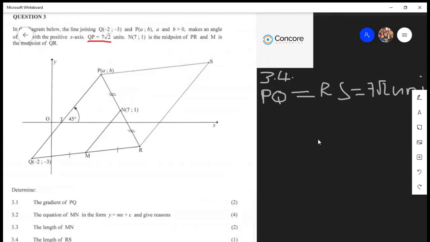Well, to be honest, it's a 1 mark question, so they didn't really ask you for a reason. All you need to do is show that RS is equal to 7 root 2, and then you get your mark. There's not really any calculations or in-depth thinking. If you look at the diagram, you can see that the diagonals are equal and the opposite sides are equal. So you can already see that PQ is equal to SR. Then you just put your 7 root 2 and you get your 1 mark. That's it.